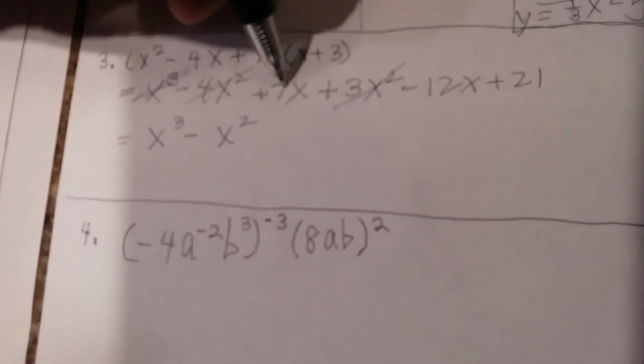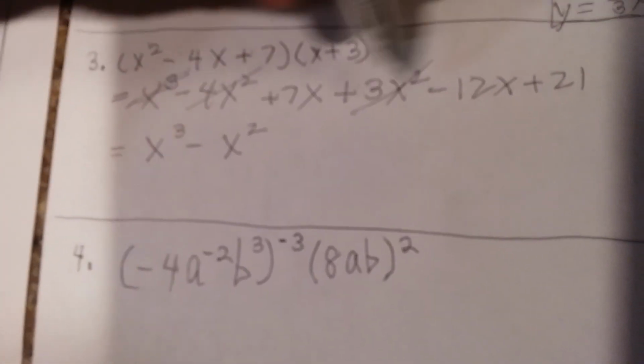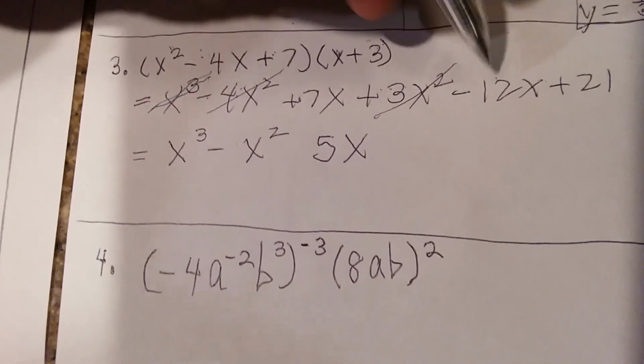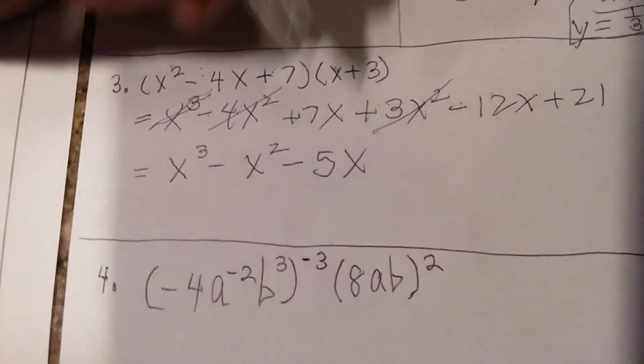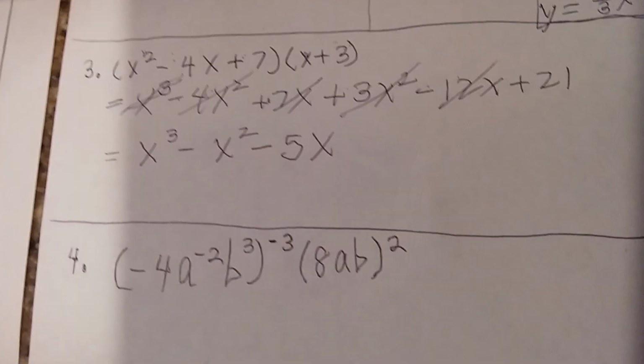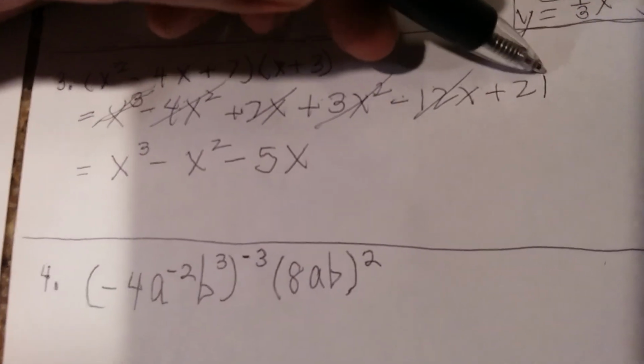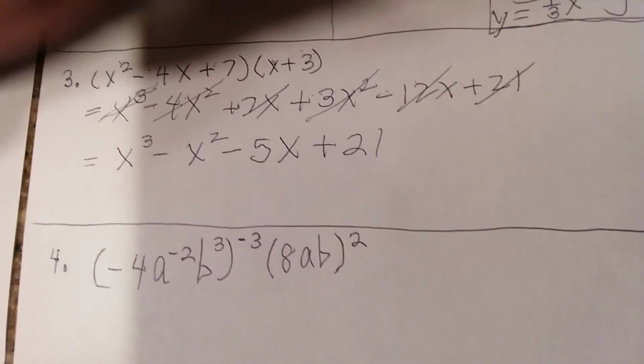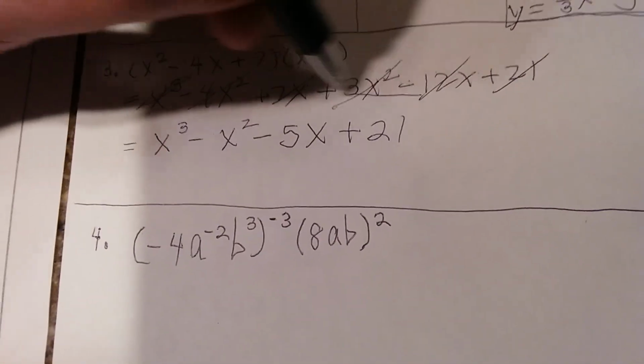Then you have plus 7x and a minus 12x. We have to subtract, getting 5x, and you keep the sign of the larger number. So now these two are done. And last but not least, we have a plus 21. Don't forget to write that in. And now that's done. Okay, so the final answer is all this.